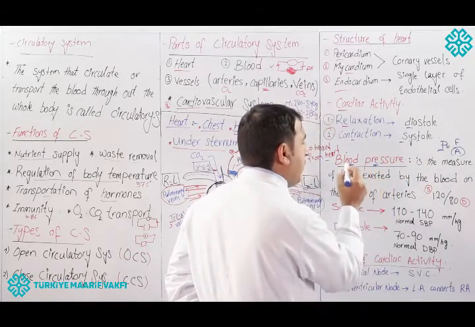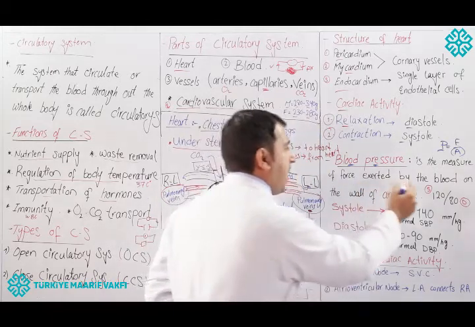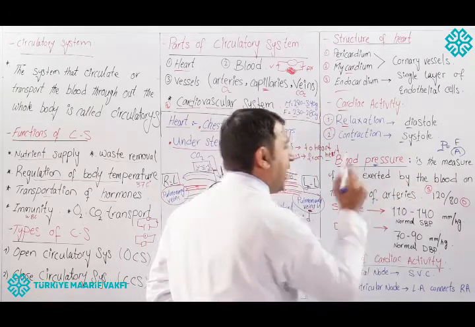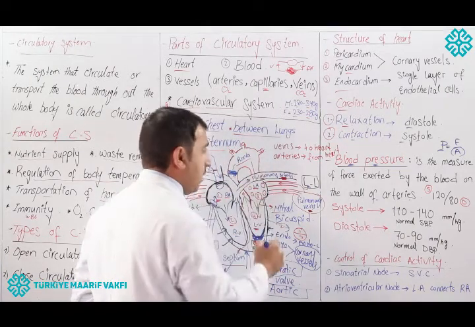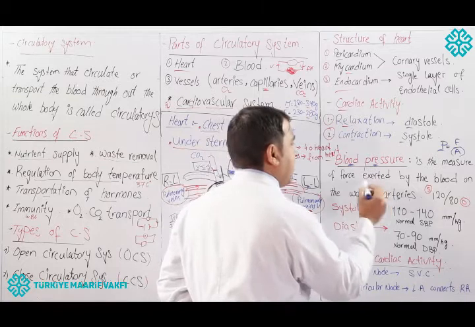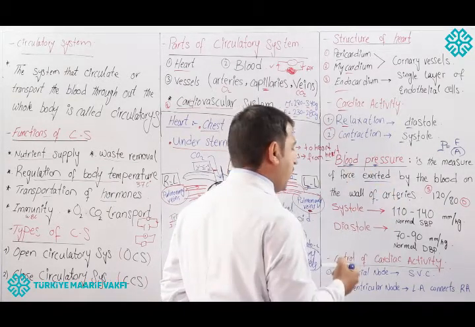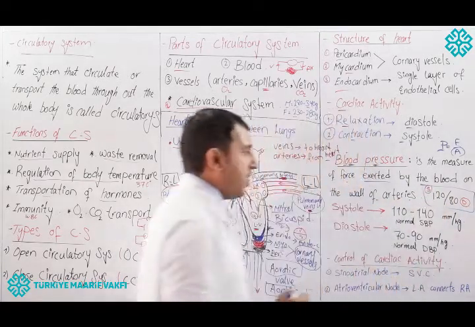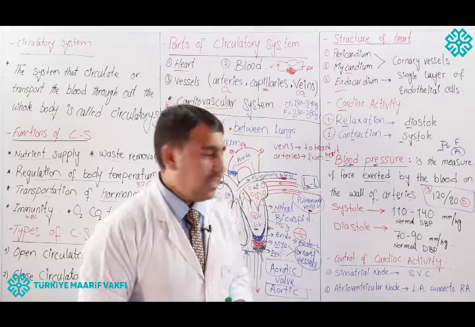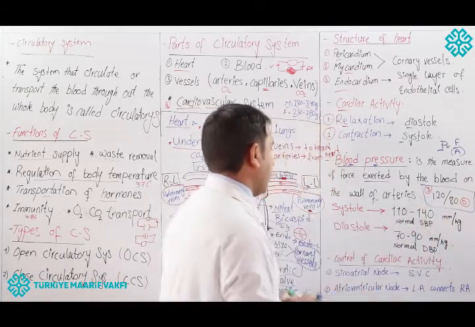So in definition we can say blood pressure is the measure of force exerted by the blood on the wall of the arteries. On the wall of what? Arteries we have. When this force is exerted on the wall of the arteries, we can get the pressure of the blood. The normal pressure of the blood is 120/80 millimeter of Hg. It is the normal pressure.